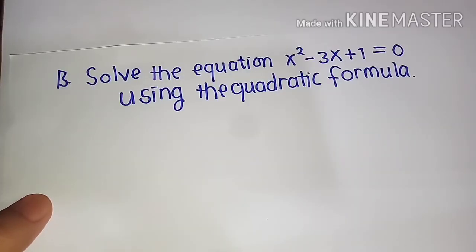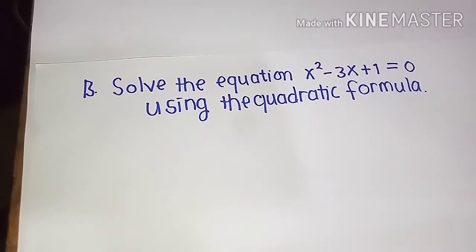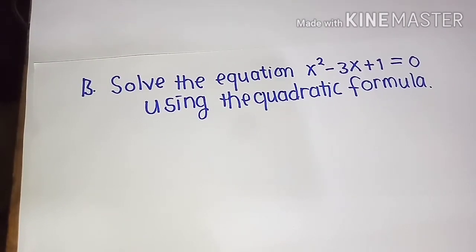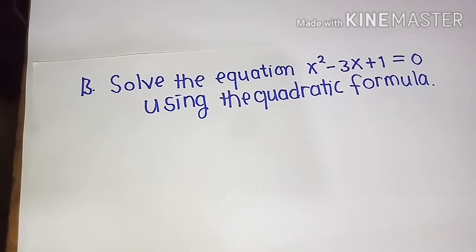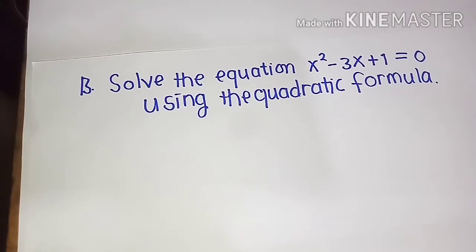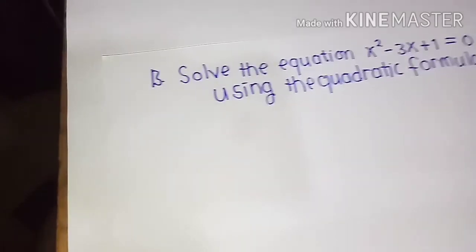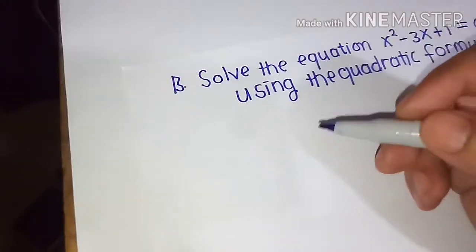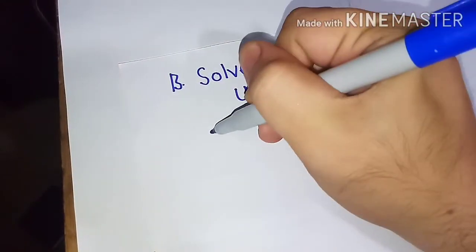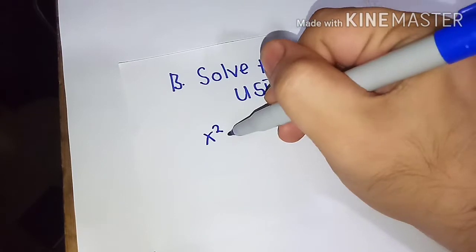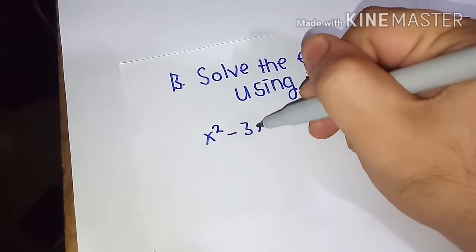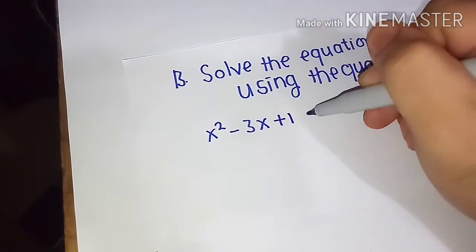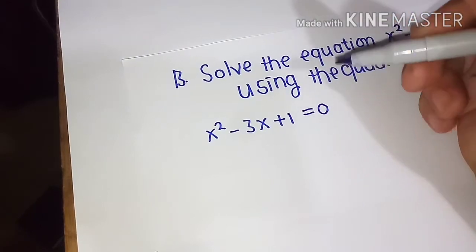Alright, let's proceed to example number 2. Letter B here, solve the equation x squared minus 3x plus 1 equals 0 using the quadratic formula. So we have here again the same process. Just copy x squared minus 3x plus 1 equals 0.